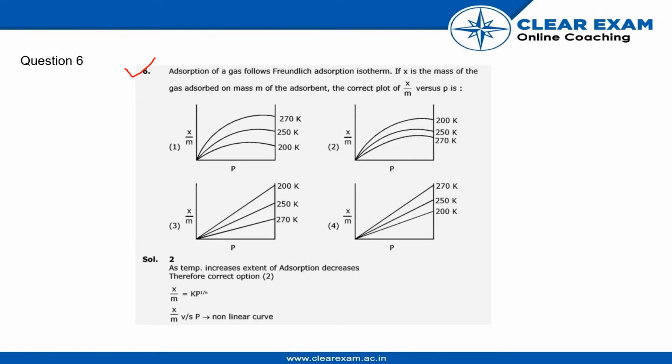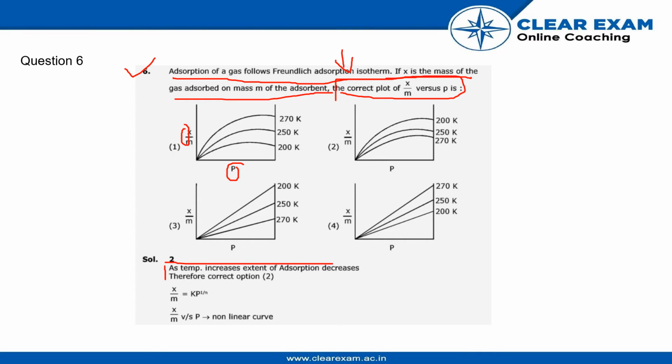So the question number 6 says absorption of gas follows Freundlich's adsorption isotherm. If x is the mass of the gas adsorbed on the mass m of the adsorbent, the correct plot of x by m versus P is. So if you find x by m versus P of the whole graph of Freundlich's adsorption isotherm, we will get to know as temperature increases, extent of adsorption decreases. As the temperature increases, the adsorption capacity of any substance decreases.